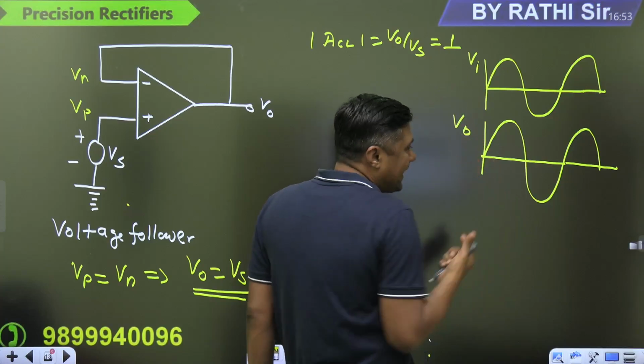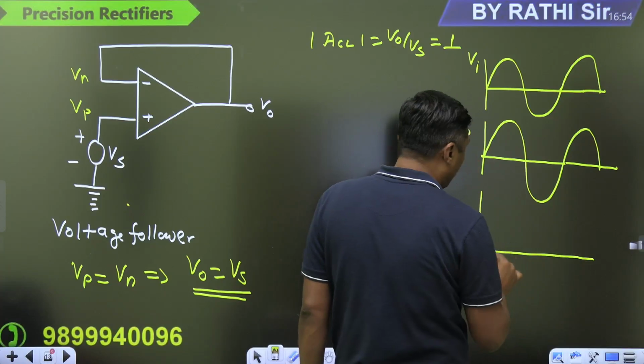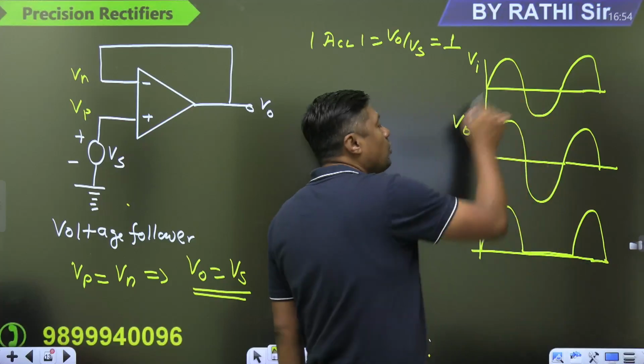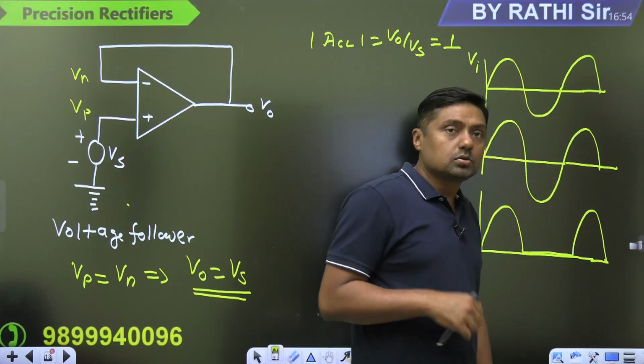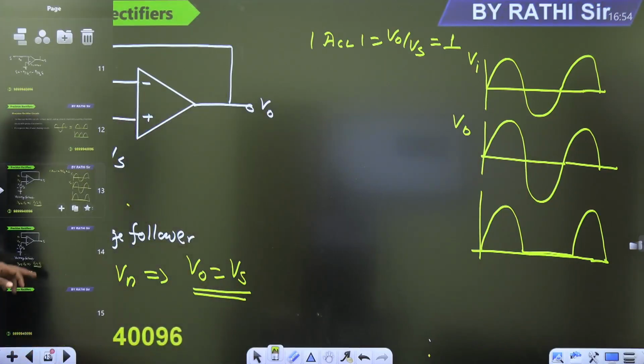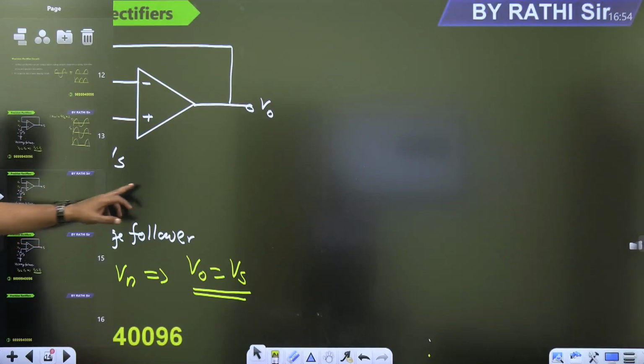If you want rectification, it means for the positive half there will be output, and for the negative half there should be no output. You have to block this. So how is it possible? First of all, it is a voltage follower. Try to understand the concept of the voltage follower here.